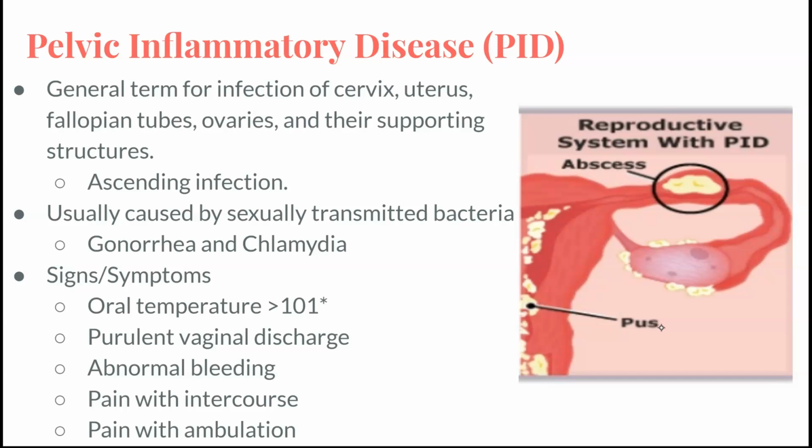So basically, there is a sexually transmitted bacteria, usually gonorrhea or chlamydia, that has gone untreated and creates abscesses and infection all across the reproductive tract, as well as anything else in that pelvic region, okay?